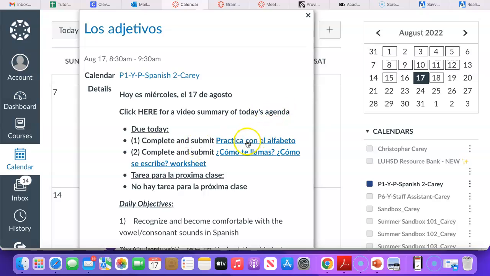One is called Practica con el alfabeto, where you guys are playing two online games, practicing the sounds of the Spanish alphabet. The other is an interview activity where you guys are introducing yourself to 12 classmates, asking them what their name is and recording their name, and then how their name is spelt using the sounds of the Spanish alphabet. If you guys want more direction on those assignments, check out the video summary from last class. No homework due for next class.